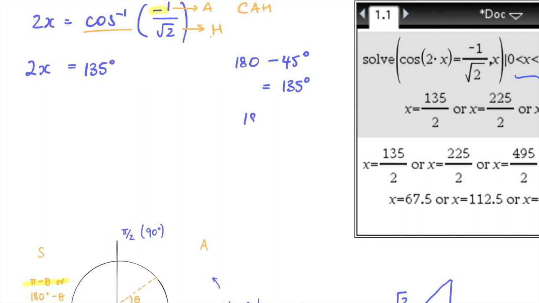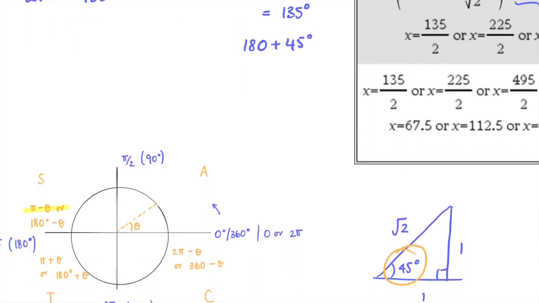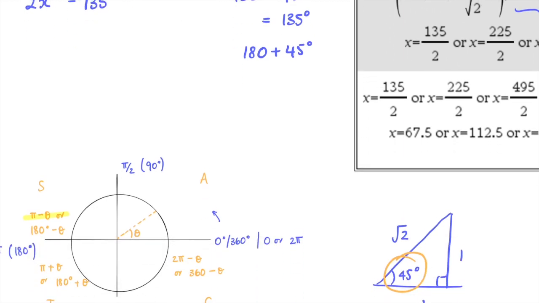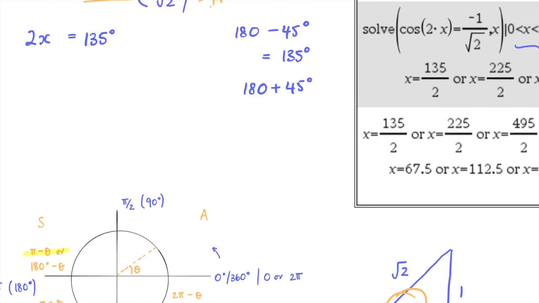And then the next one is going to be 180 plus 45 degrees, because to find any angle in the third quadrant, we add it to 180 degrees. So here I'm going to have 225. So I'm going to write here 225 degrees.